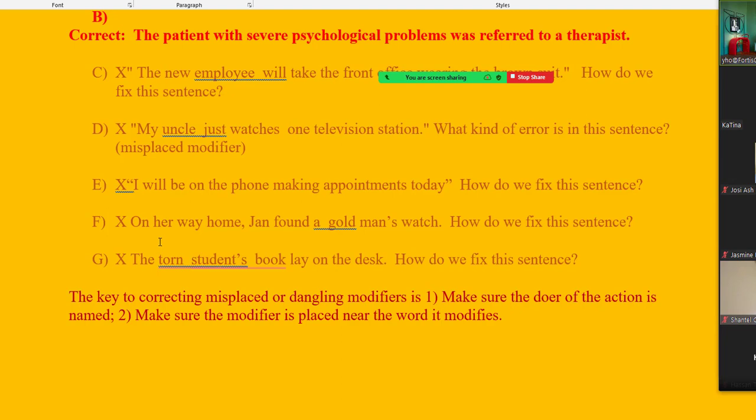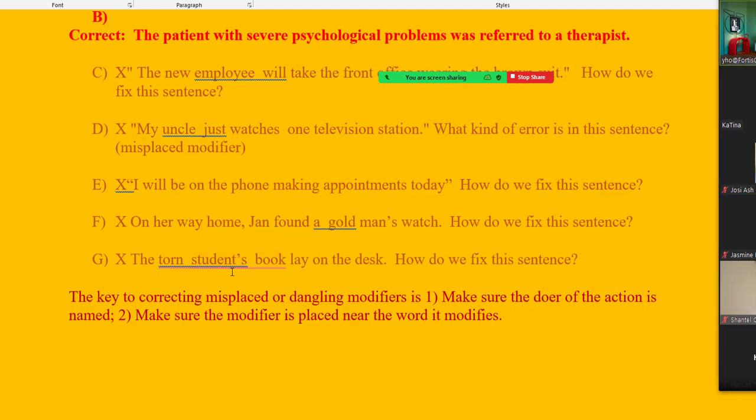Correct, yes. On her way home, Jan found a gold man's watch. So that means that the man is made out of gold, just like in one of the original James Bond movies, which had somebody in gold. So do you think that's what she meant? Or did you think she means the man's gold watch? Yeah, so therefore, the man's gold watch.